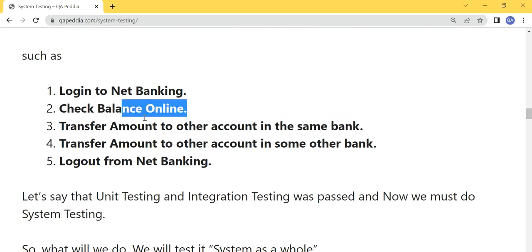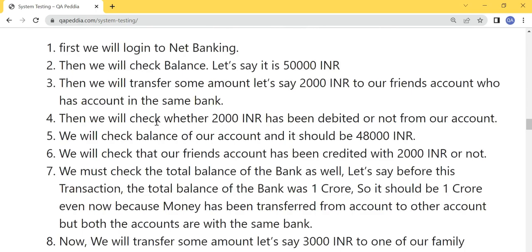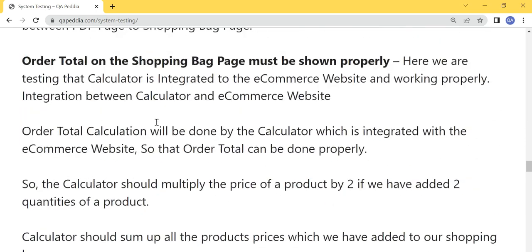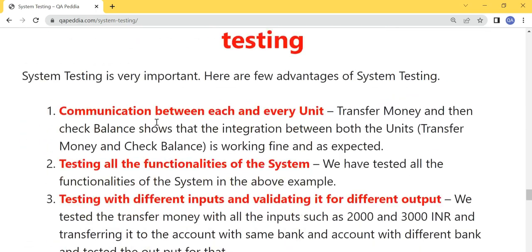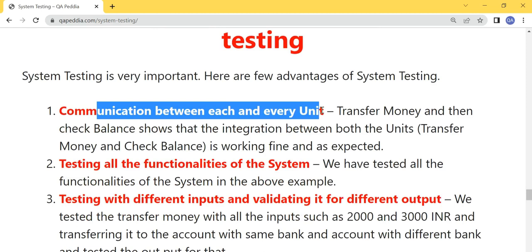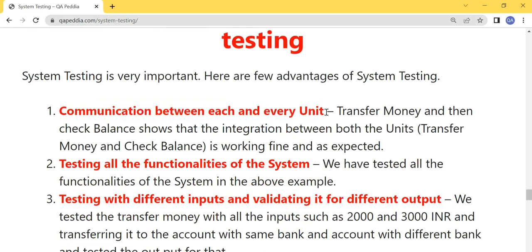So what is happening? We are checking whether communication between the two modules is working fine or not. After transferring 2000 rupees, the balance should be reduced by 2000 rupees. That's what we have tested, and that should be working fine. So this is the first advantage: we test whether communication between each and every unit is working fine or not. That's the main advantage.